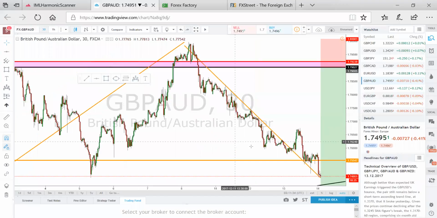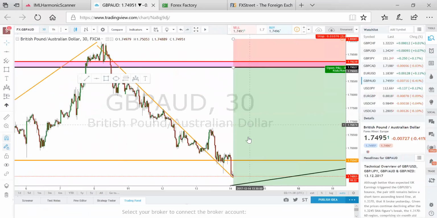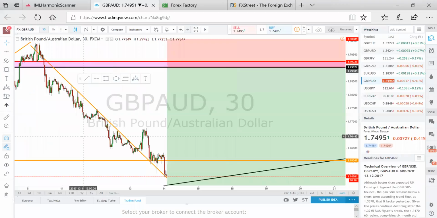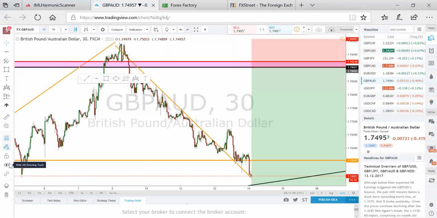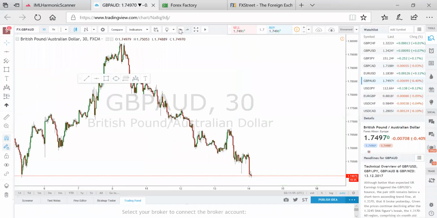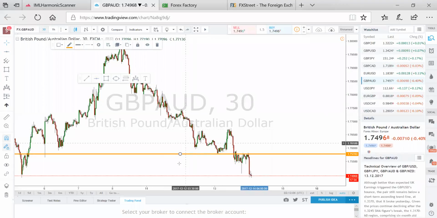So right now, while this might be a good opportunity if price goes up, I think price for GBP AUD wants to continue down. Because if I just clear everything, watch this. If I just draw support and resistance lines here, price came down, bounced at this point, went up, it broke this line, and then it came back up, touched it, and then it went down lower.